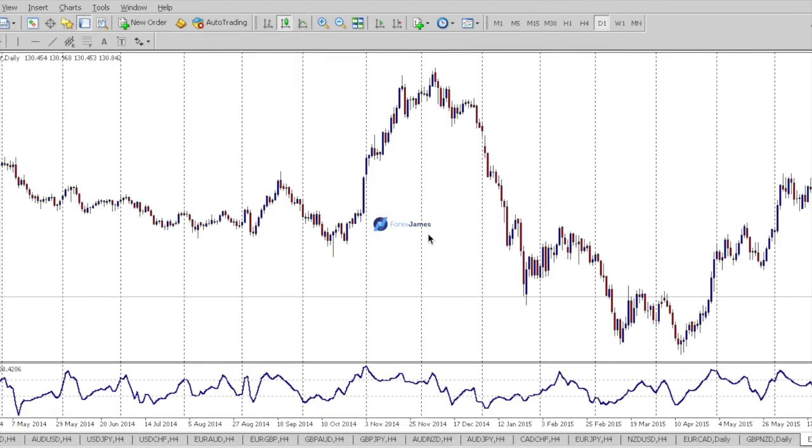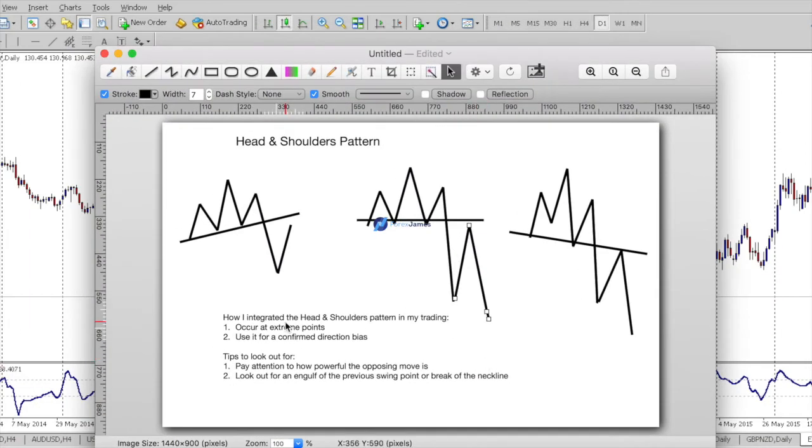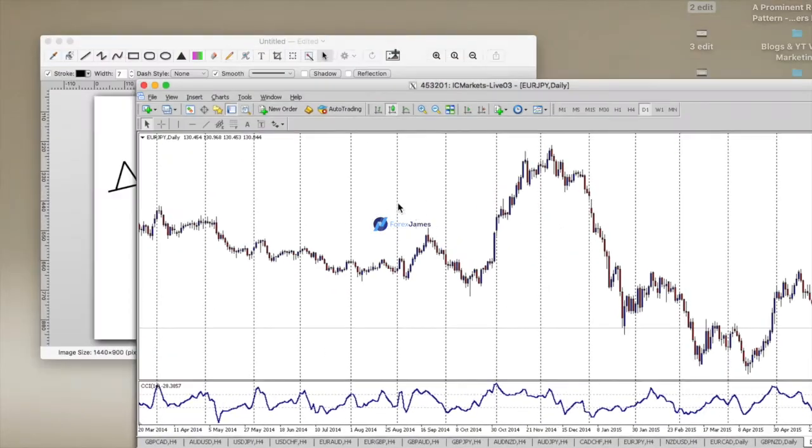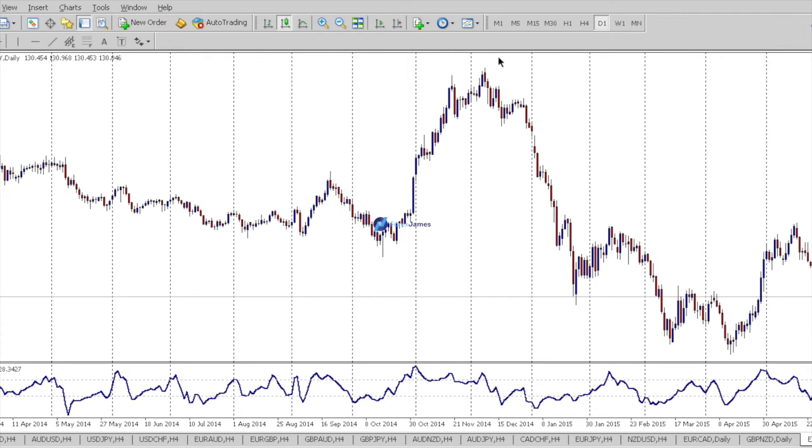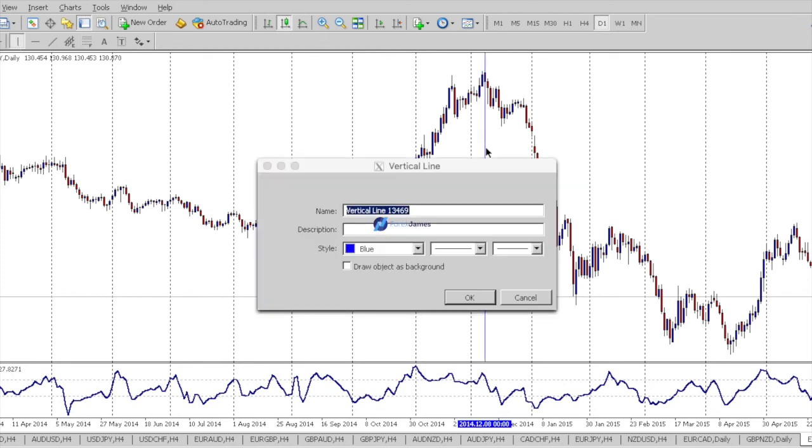So just to recap this video on head and shoulders. First I'll look for extreme points in the market. I use this pattern as a confirmed direction bias. See this one here? All right, this means that after this point onwards, I'm going to be looking for sells. This head here, which is the highest point, marks the turning point of the market.